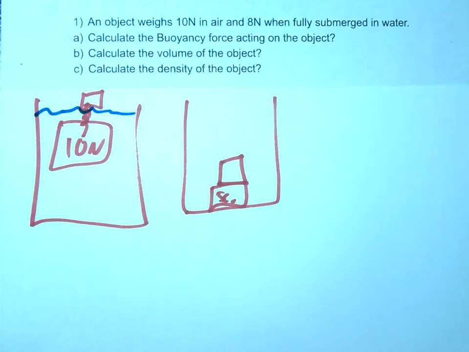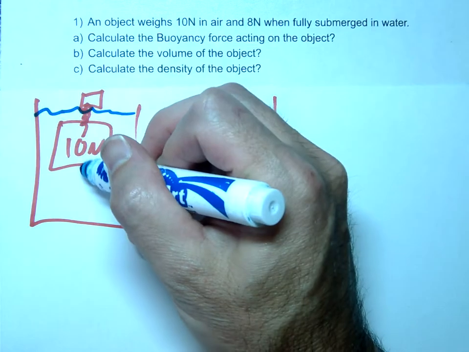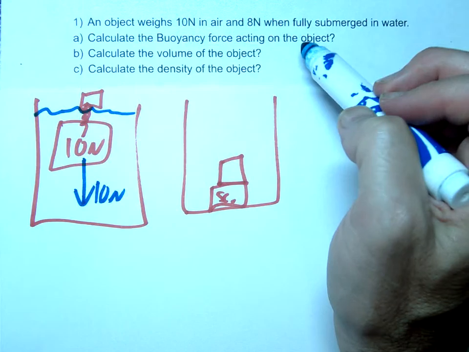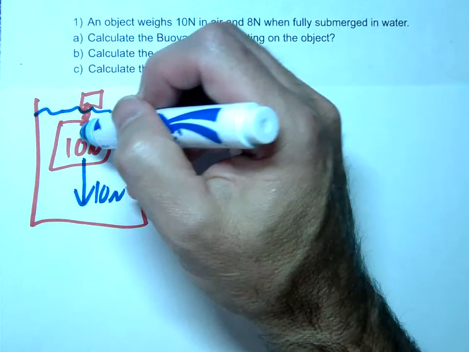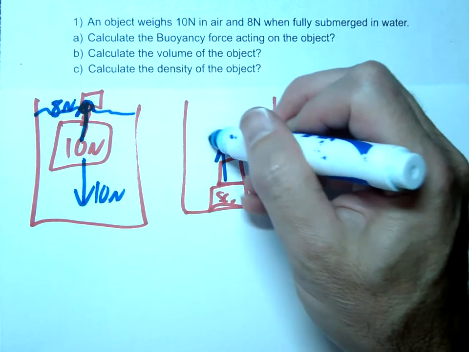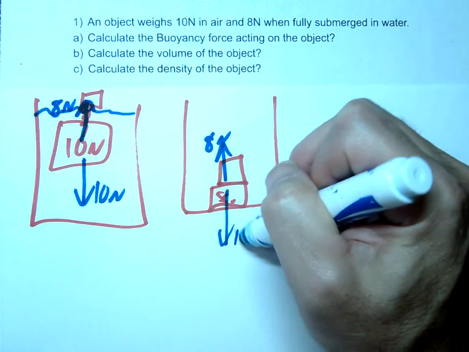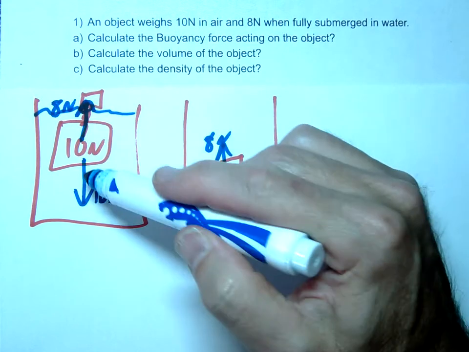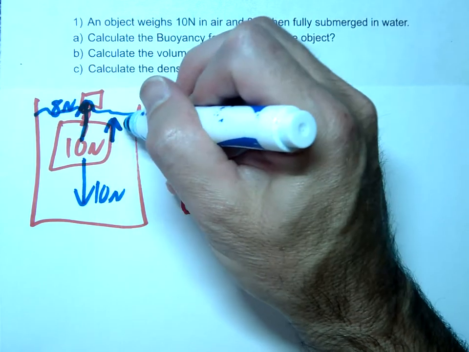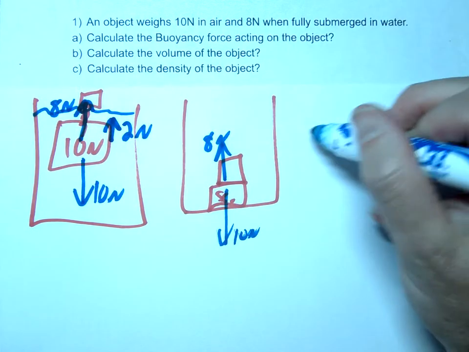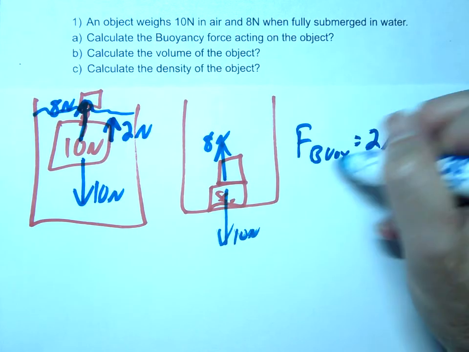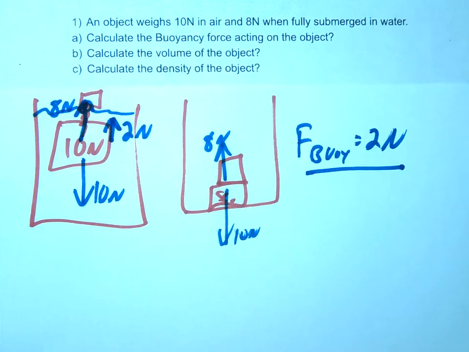So the first thing we do is draw our free body diagram. This is going to be 10 newtons coming down. And then this one says it's 8 newtons in water. So that means the spring scale is going to measure 8 newtons. Or if you look at it this way, the scale at the bottom is going to measure 8 newtons. Either way, there must be another force pushing up. We call that the buoyancy force. And that's simply the difference between those two. You should get 2 newtons for that force.